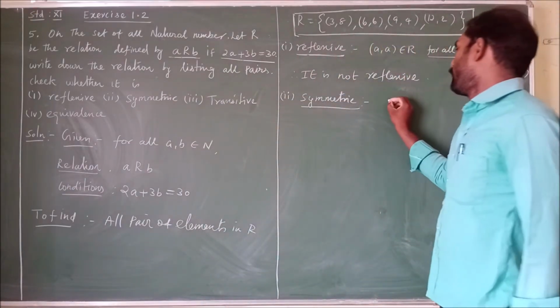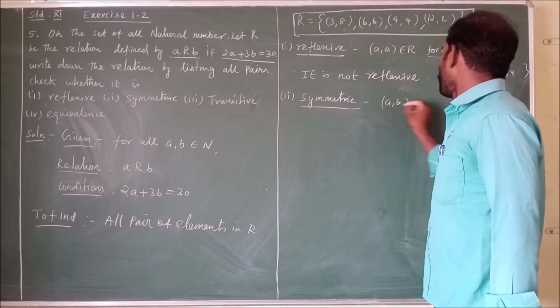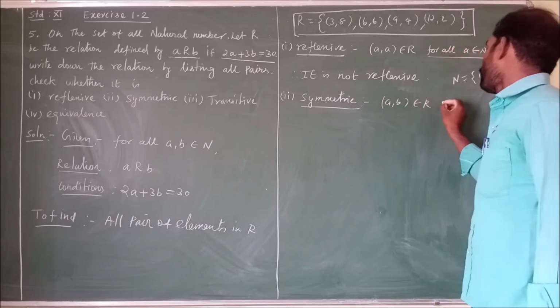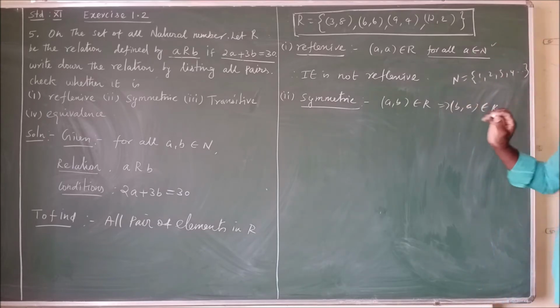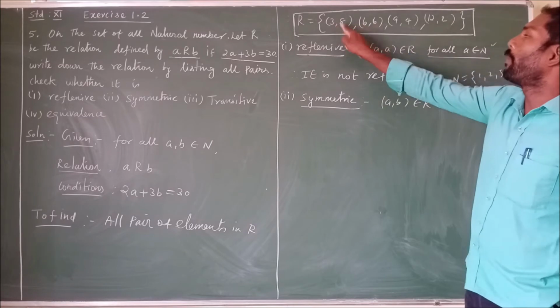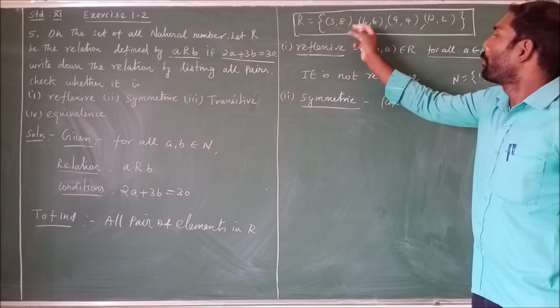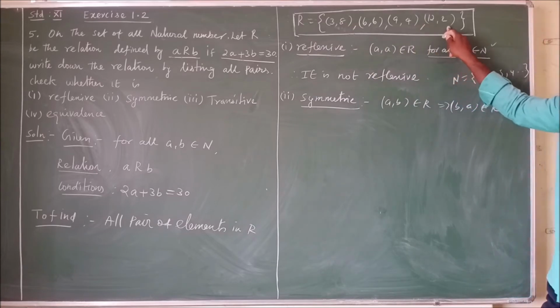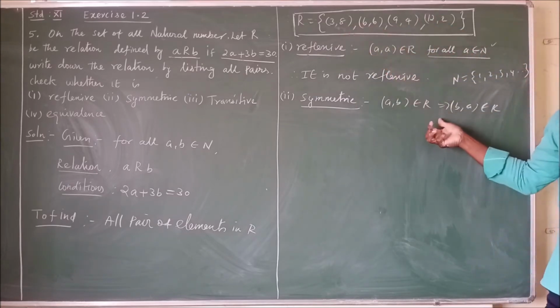The basic definition for symmetry is: (A, B) belongs to R implies (B, A) belongs to R. So first we have to check it. (3, 8) is in R, but (8, 3) is not in R. So the first pair does not satisfy this condition.